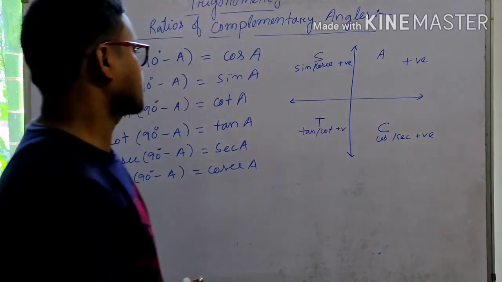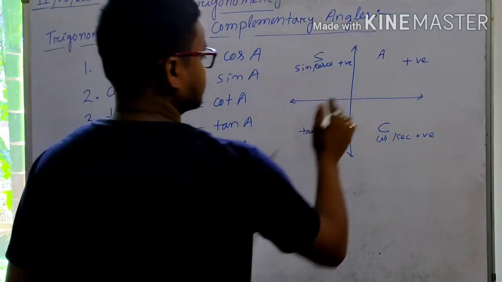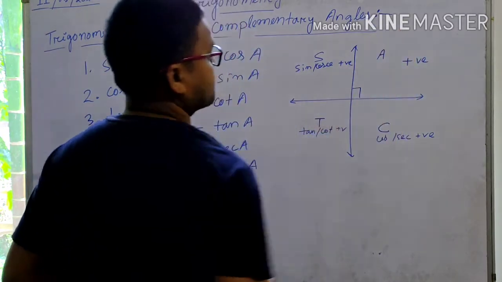So you can take this 90-degree angle, and this is 180, this is 270, and this is 360. Okay, so our angle is in between what? This place, 90 degrees. So we have to take only this quadrant, where all angles are positive.